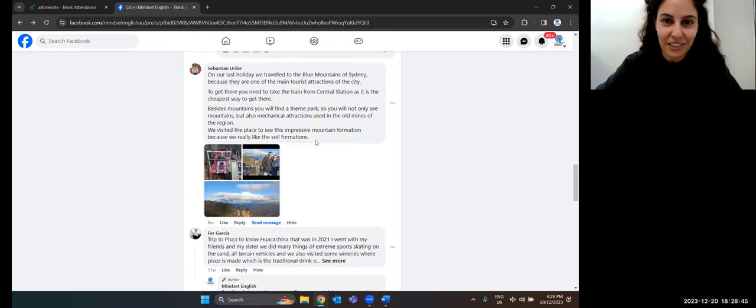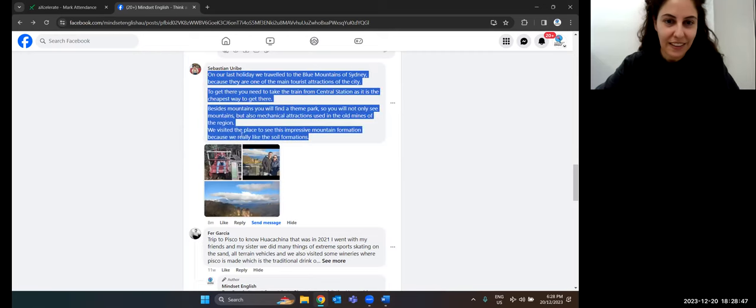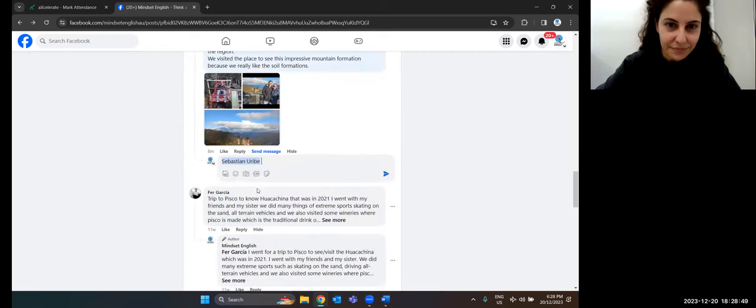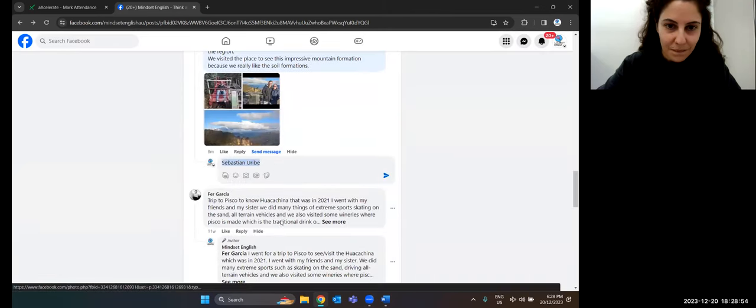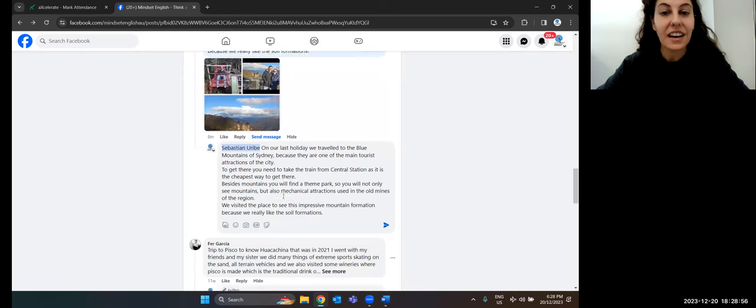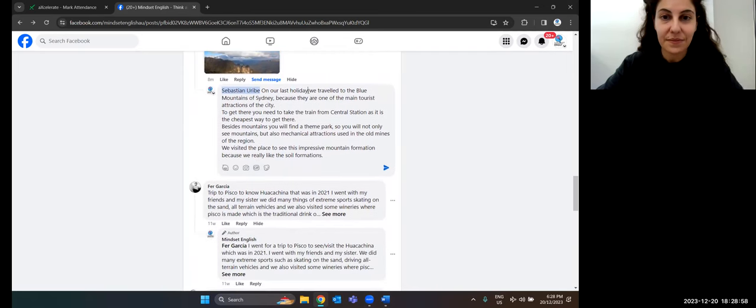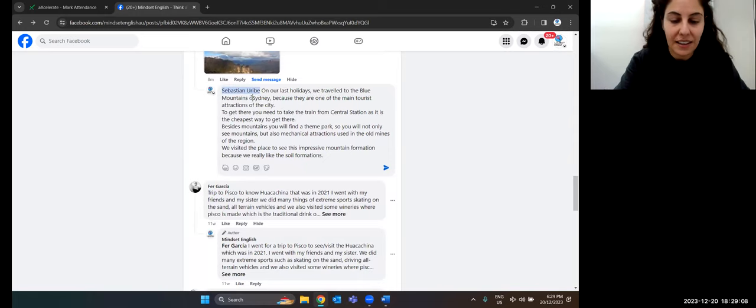Sebastian, and there's a photo, Sebastian too. Okay. On our last holidays, we traveled to the Blue Mountains of Sydney. I would love to go there. I always want to go there.